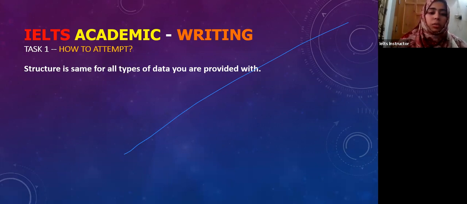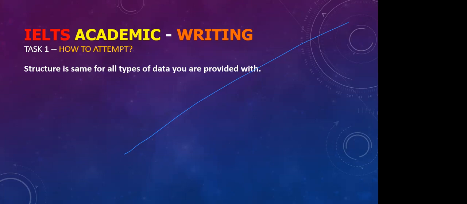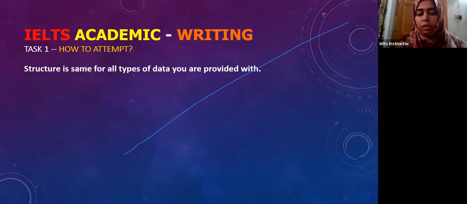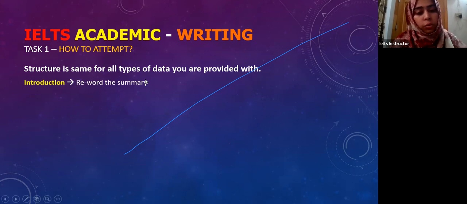Okay, so yes, miss. Perfect. All right. So the structure for writing the summary is the same for all types of data you are provided with, whether it be a graph or a table or anything like that. Okay, what is the structure? First of all, you have to write the introduction. What can be the introduction? You just have to reword the summary. Okay, we will discuss it in detail in a bit, but whatever you are asked in the question, just use different words, or rephrase the whole statement and use that as your introduction.